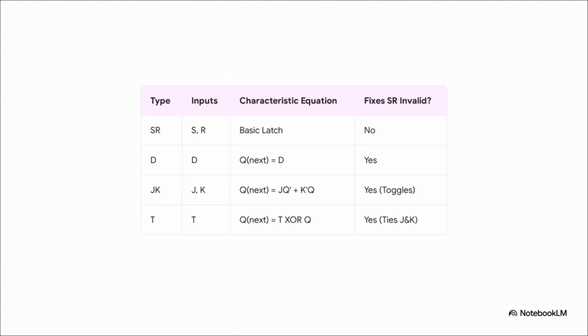And to bypass that invalid state, engineers evolved the SR latch into what you see here, the D, JK, and T flip-flops. For our upcoming circuit design problems, you really need to commit these characteristic equations to memory. Pay special attention to the T flip-flop because it makes toggle behavior for counters so much simpler.